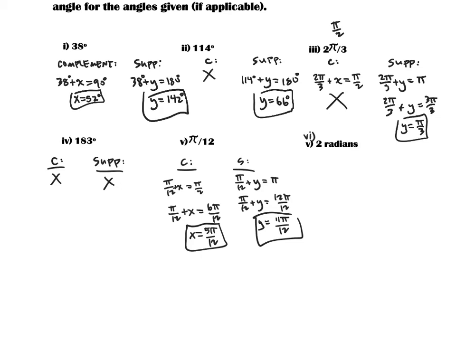But 2 radians, where does 2 radians fall? Well, let's think about this for a second. Pi over 2 radians is equivalent to 90 degrees. Well, that's about 1.57, a little less than 2. So this 2 radians will fall in quadrant 2. It'll be over here. So there is no complement to 2 radians, but there is a supplement, right?